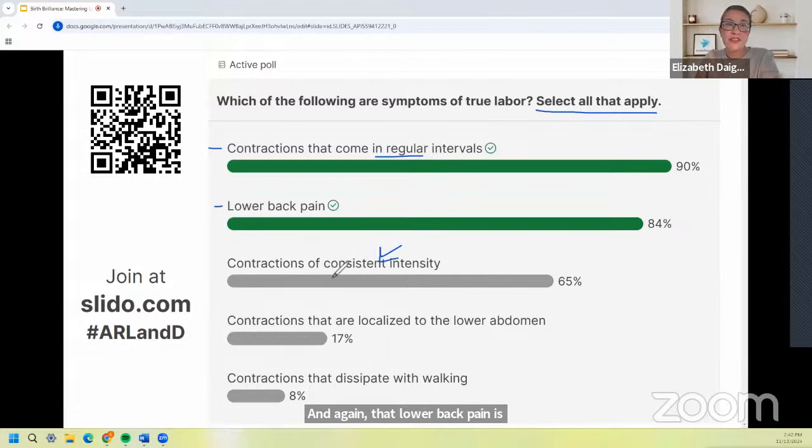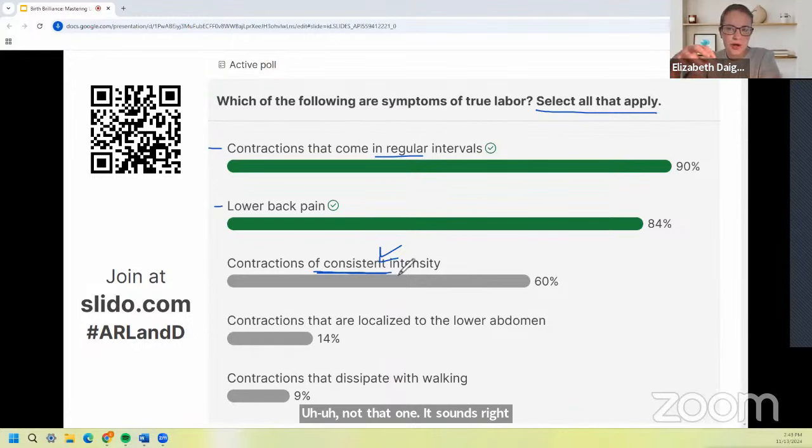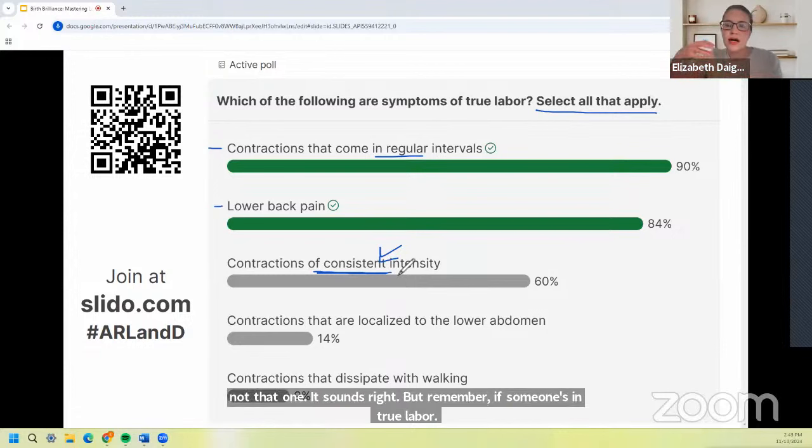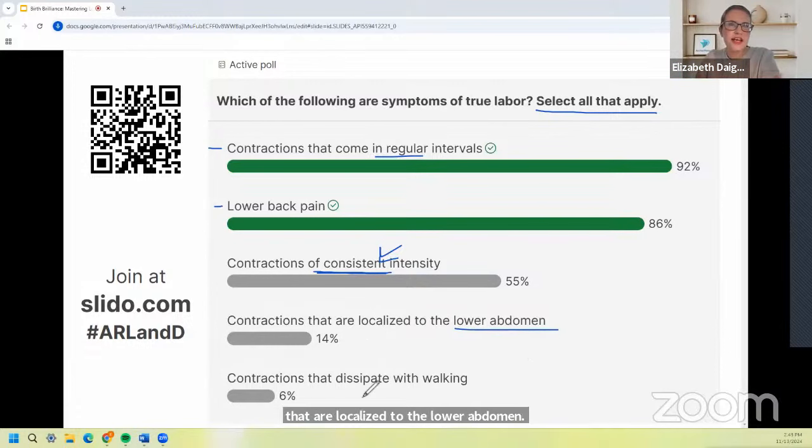On the other hand, contractions that are consistent in intensity, not that one. It sounds right. But remember, if someone's in true labor, the contractions are going to become increasingly intense. They don't stay consistent. Yeah, they get stronger and stronger and stronger. Now, contractions that are localized to the lower abdomen, that's more likely to be false labor. And again, contractions that go away when you walk or do something to stop them, that's also not true labor.